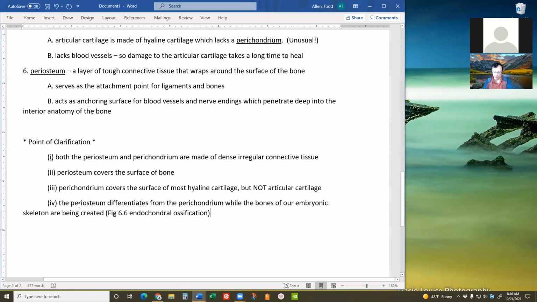All right, let's go back. We're going to finish up our coverage of long bone anatomy here. Just a couple more things I want to point out from figure 6.1.